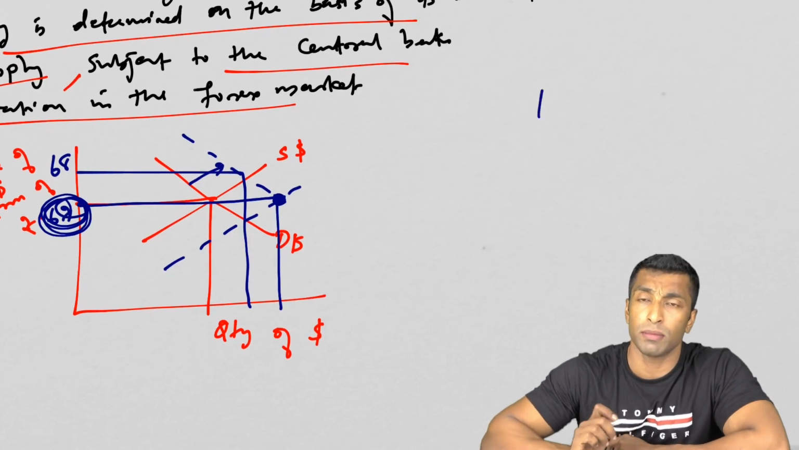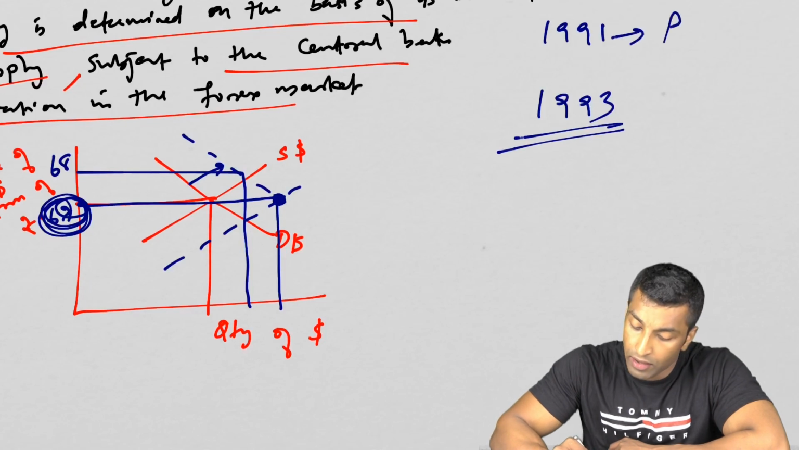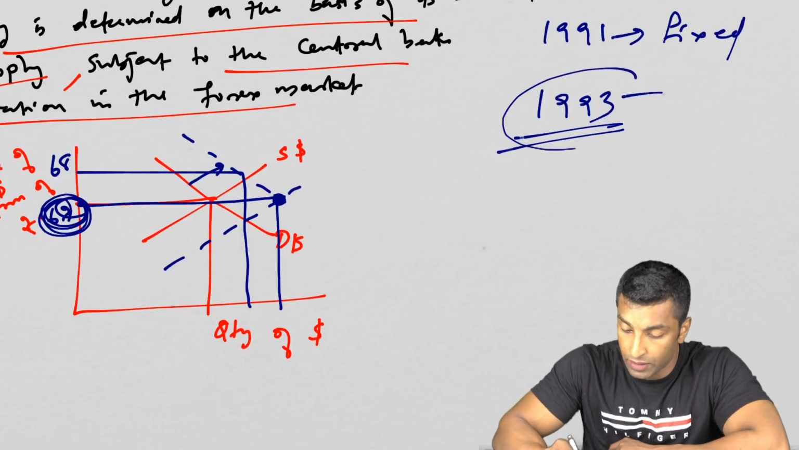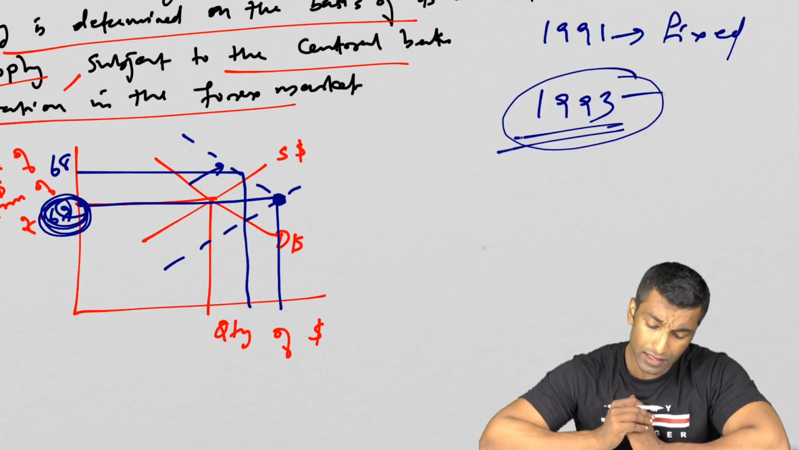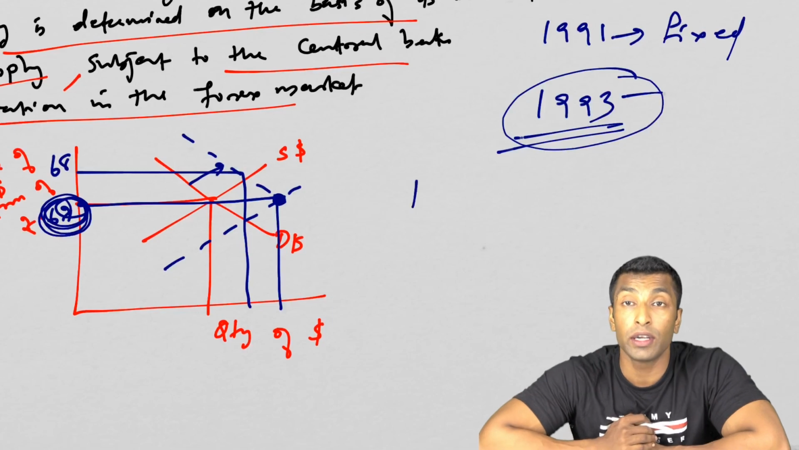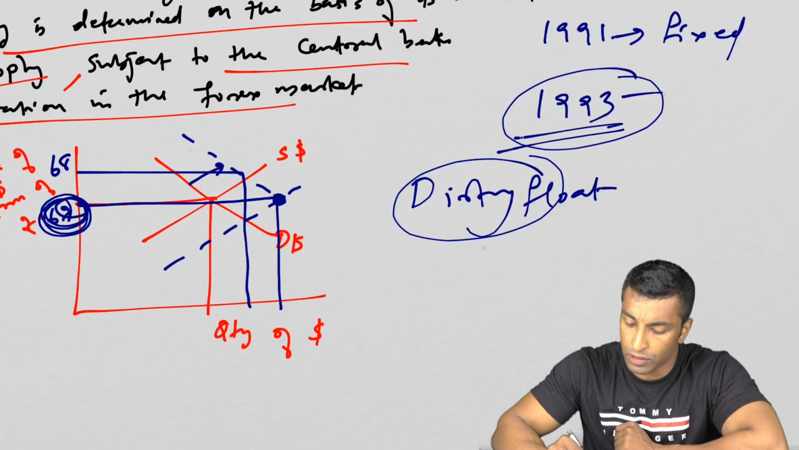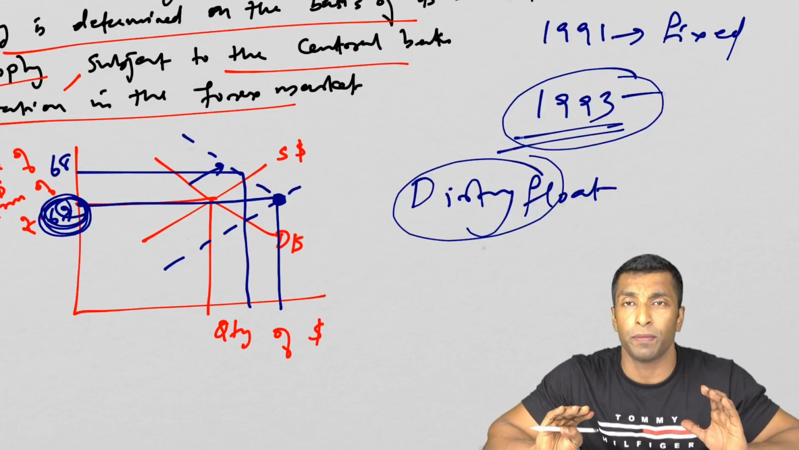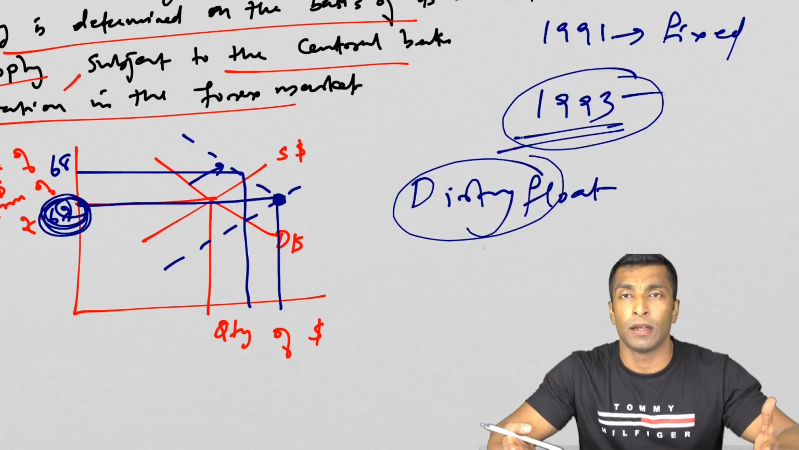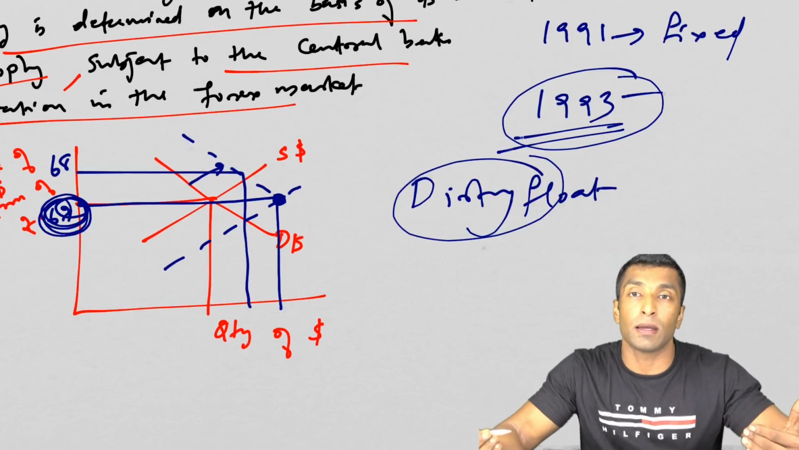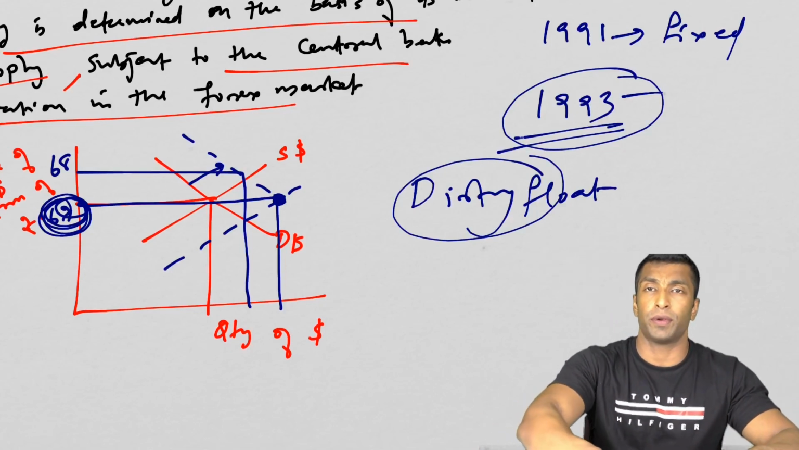Now we are following this system from 1993 onwards. Till 1991 we were fixed. Now from 93 onwards we are following managed float. This is also called dirty float. Why? Because it is not purely float, central bank can interfere. If you have huge forex with you, you can just pump that and manipulate the supply. So central bank can manipulate the supply. That is why it is known as dirty float.